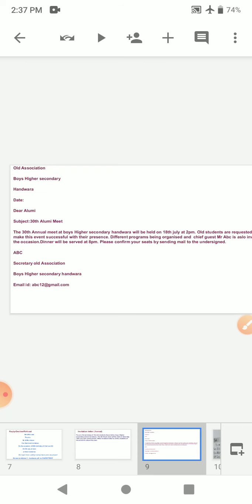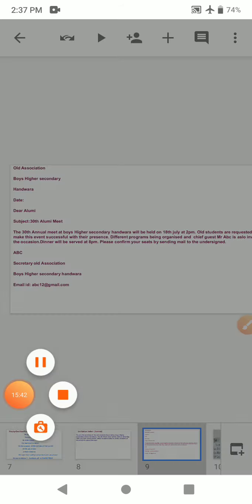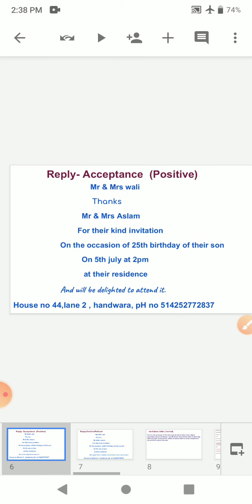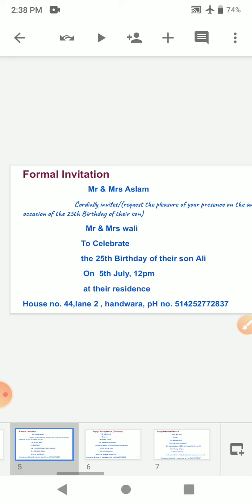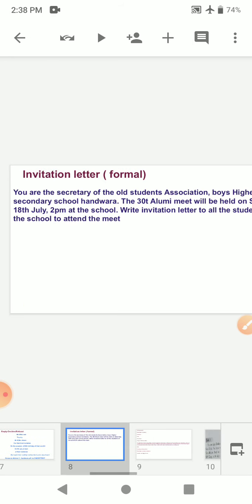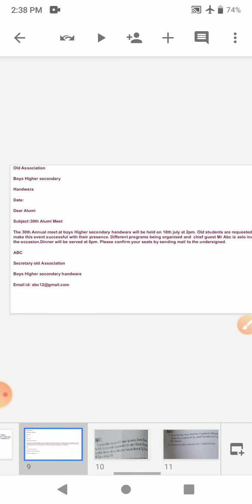So you have to remember whether you are asked to simply write the invitation, or you are asked to write a formal letter of invitation. So the format will be different. If you are simply asked to write the invitation, you will just do this way. If you are asked to write in a letter format, then you will write this way.